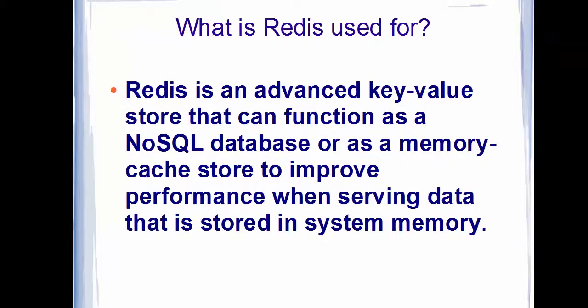Now what is Redis used for? As I already mentioned, it's an advanced key value store that can function as a NoSQL database or as a memory cache store to improve performance when serving data that is stored in system memory, and it can also be used as a message broker. So it can be used in place of caching systems such as Memcached.